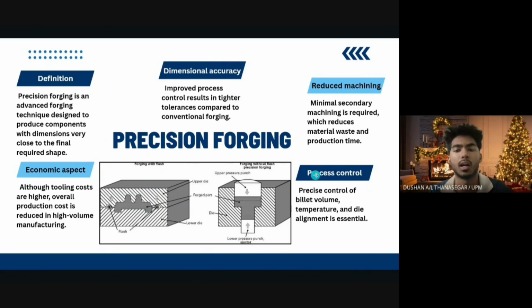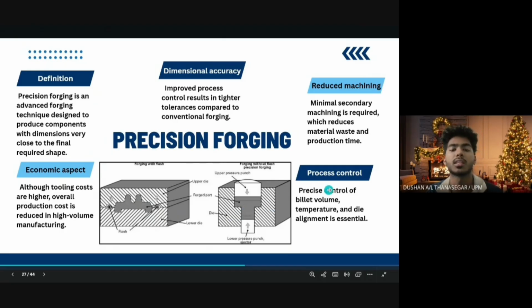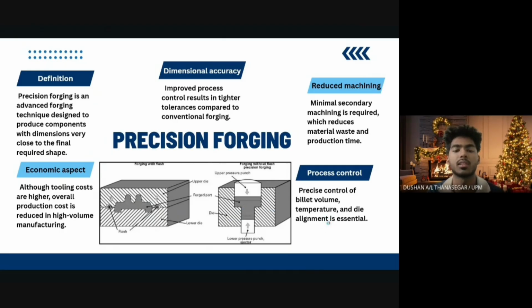Although the tooling costs are high, the overall production cost is reduced in high volume manufacturing because less material is actually wasted and fewer machining steps are required. Another important aspect is process control. Precise control of the billet volume, as I said just now, and also temperature and die alignment is essential to achieve consistent and accurate results.